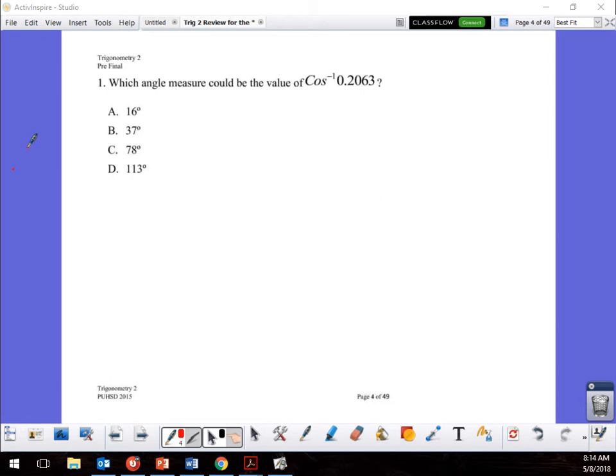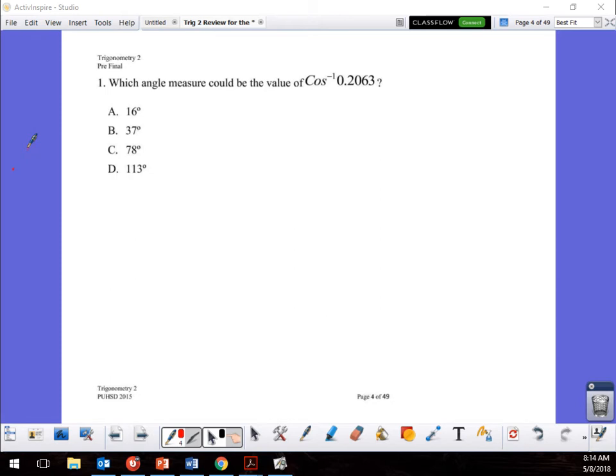So the very first thing, what do I have to check for this problem here? Degrees, right? Because all my answers are in degrees, my calculator's got to be in degrees. For this test, you have to know when to switch for different modes. You have to know when to change it. So let's go through and do this.